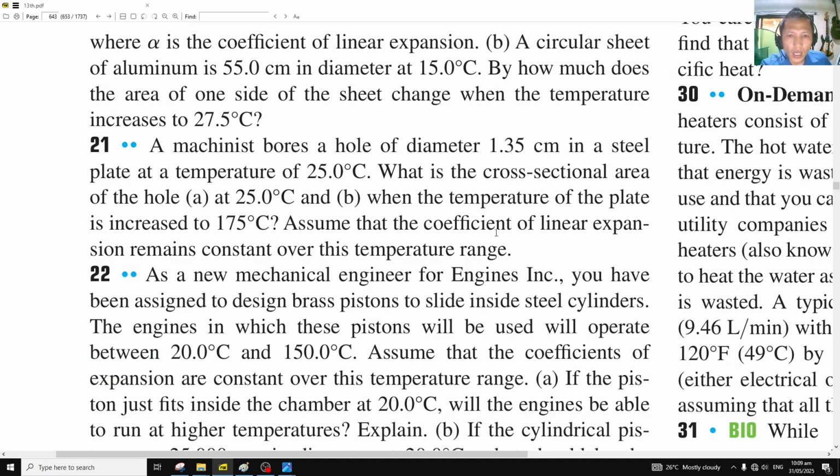Now, when the temperature of the plate is increased to 175 degrees Celsius, assume that the coefficient of linear expansion remains constant over this temperature range. So now, complications. The coefficient of linear expansion, as the temperature rises, is directly linear, of course, since you are civil engineering students. I do believe this is one of your major subjects. This is problem 21 because this is physics, and it lets us assume that the coefficient of linear expansion remains constant over this temperature range.